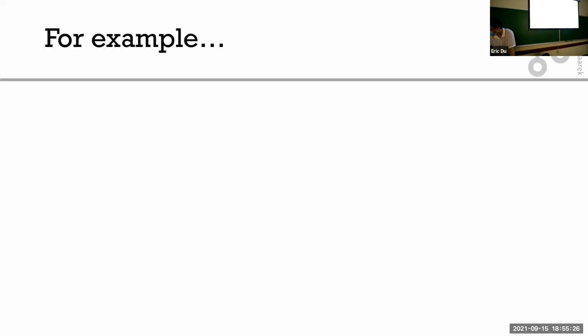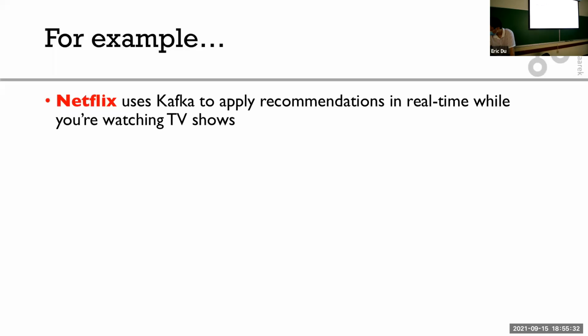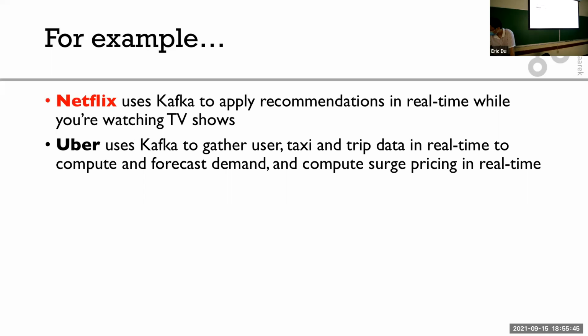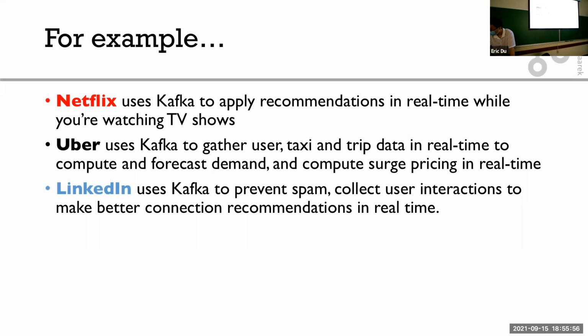Now, if I want to give you a concrete example that gets you a bit excited about Kafka, that makes you understand what Kafka is used for. Netflix is using Kafka to apply recommendations in real time while you're watching TV shows. And this is why, basically, when you leave a TV show, you'll get a new recommendation right away. Uber uses Kafka to gather user, taxi, and trip data in real time to compute and forecast demand and compute the almighty surge pricing in real time. So Uber uses Kafka extensively. LinkedIn uses Kafka to prevent spam on their platform, collect user interactions, and make better connection recommendations, all of that in real time.